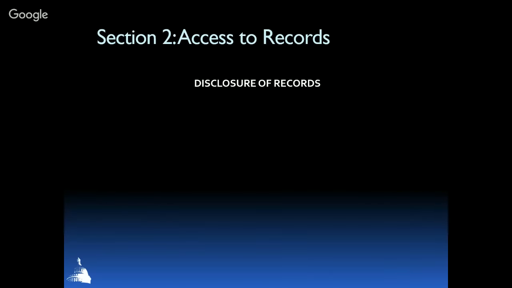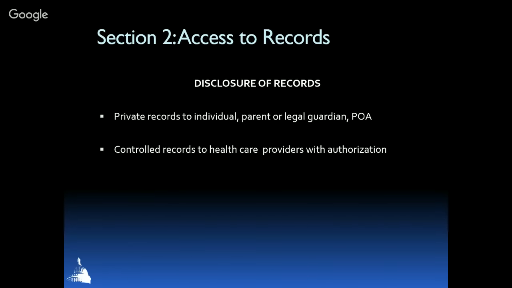So, disclosure of records. It also identifies who you can disclose records to. Private records are disclosed to the subject of the record, a parent or legal guardian, or someone with power of attorney. Controlled records are released to physicians, psychologists, certified social workers, insurance providers, or producers. A signed acknowledgement of the terms of disclosure must also be provided. So you can't just give it away. You have to have a signed acknowledgement.